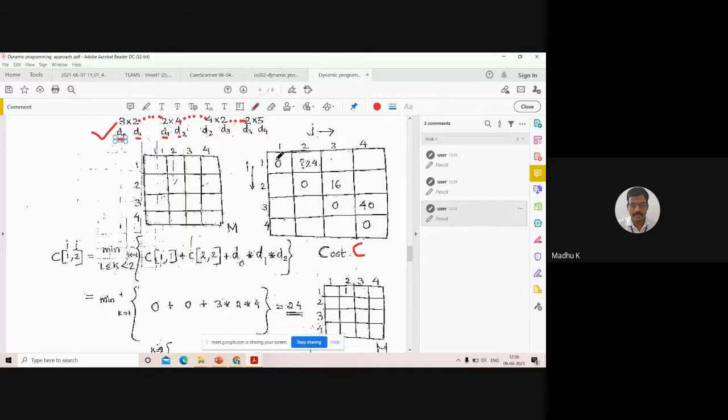Initially you can note that these are all zero. Why? Because this is cost of 1,1. Then this is cost of 2,2, this is cost of 3,3, and this is cost of 4,4. So in this case these are all zeros.